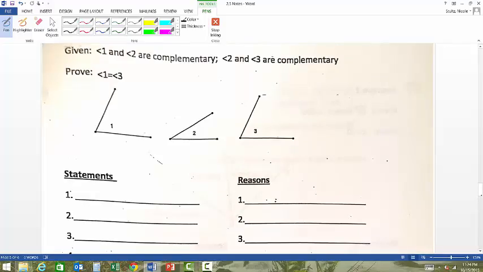Okay, so let's go through and start the next one. Angle 1 and 2 are complementary. What else is given to us? Angle 2 and angle 3 are complementary as well. And we're supposed to prove that angle 1 equals angle 3.